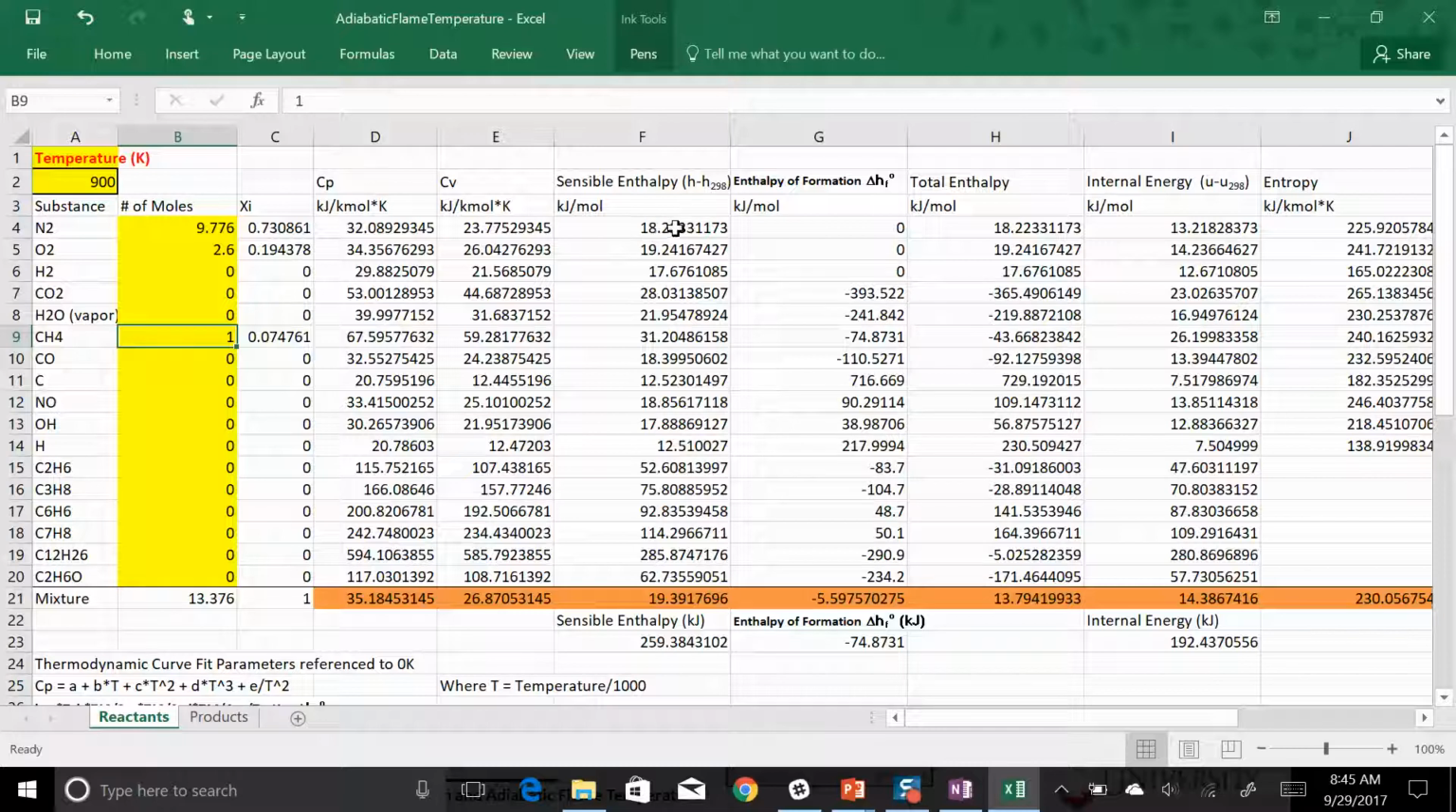So there's 18 kilojoules per mole for the nitrogen, 31 kilojoules per mole for the fuel. And down here in the orange is going to be the average sensible specific enthalpy for our products. So that'll be 19.39 kilojoules per mole, and it looks like in total we have 13.376 moles. So if I multiply those two things together, I get the total sensible enthalpy of the reactants.